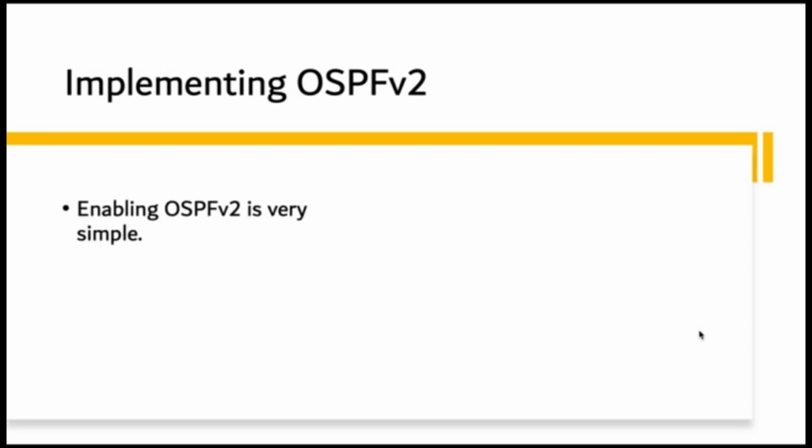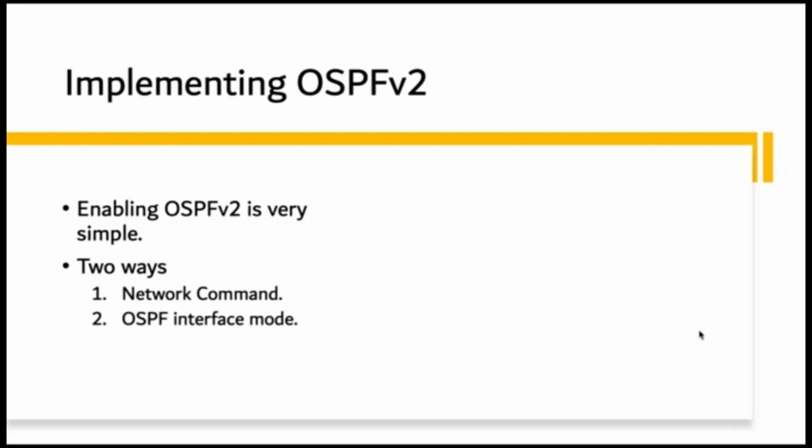Enabling OSPF version 2 is very simple and requires only a few configuration commands. All you need to do is enable OSPF on each interface you intend to use in the network. And there are two ways you can enable OSPF on your network. One is traditional OSPF configuration using the network command, and the second is an alternative configuration option called OSPF interface mode, in contrast with the traditional OSPF configuration.